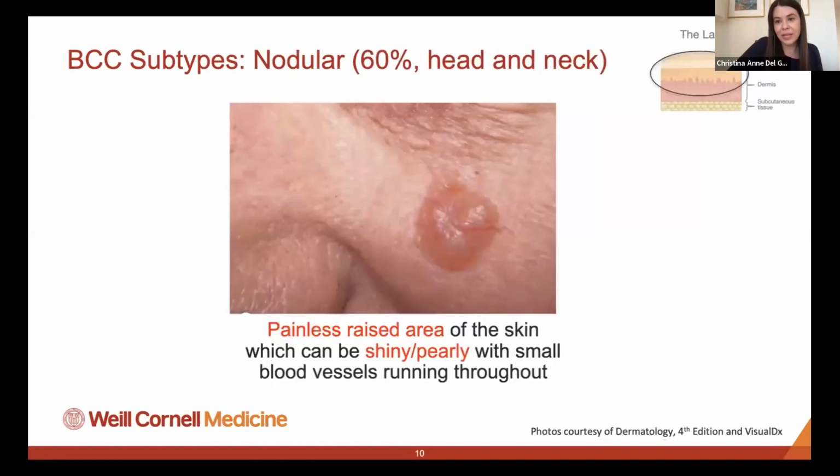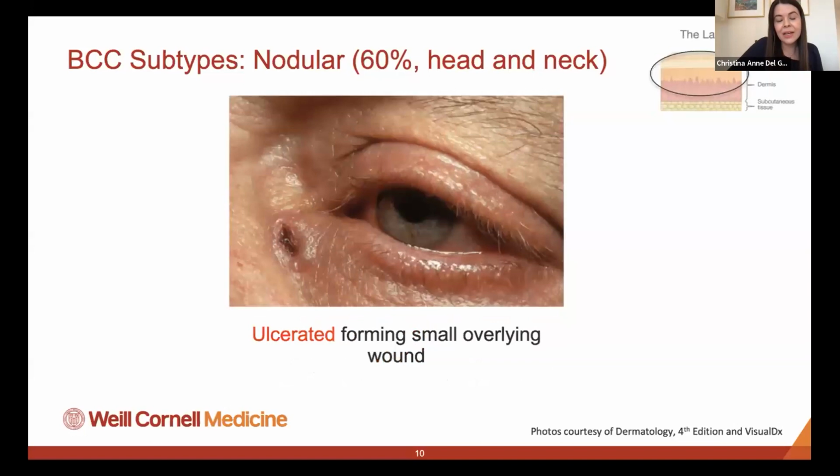And then nodular basal cells make up about 60% of basal cell carcinomas, and these are most common on the head and the neck. It's a painless growth of the skin that again has this shiny, pearly, translucent look to it. And oftentimes, as you can appreciate in this picture, you can see some blood vessels running throughout it. They can sometimes form small wounds called ulcers or ulcerations as they progress.